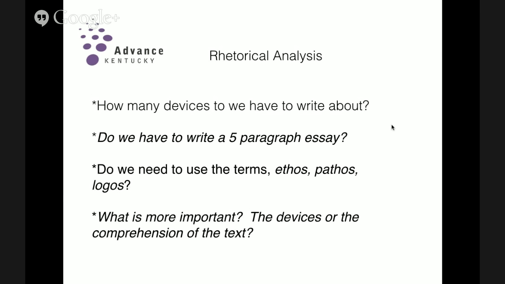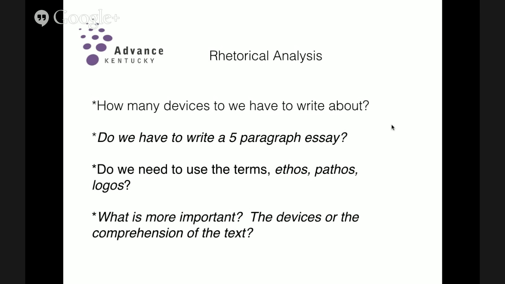The answer to that question, do you have to use those terms? The answer to that is no. It's not necessary to say to the reader in your essay, in paragraph 2, the author uses pathos. Pathos is one of the appeals where the author appeals to your emotions. You don't need to do that because everybody in the room reading your essay knows what these 3 things are.